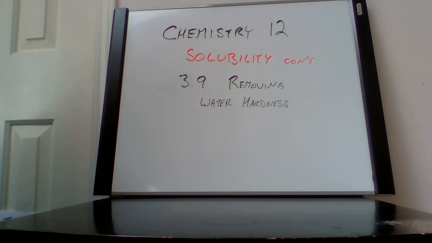For section 3.9, Removing Water Hardness, I've just posted some links to a few different YouTube videos on the Schoology page. Please make sure you go through these and understand what hard water is and how we go about removing it. Ways that you've probably seen this is if your shower head starts to clog up a little bit. That's usually some precipitates from that hard water, water scaling, if you will, forming on that shower head. Usually it isn't too much of a problem in the cities, as a lot of our water treatment plants take care of this for us.